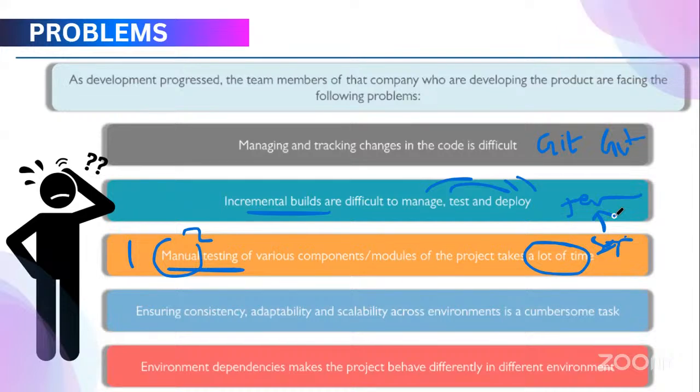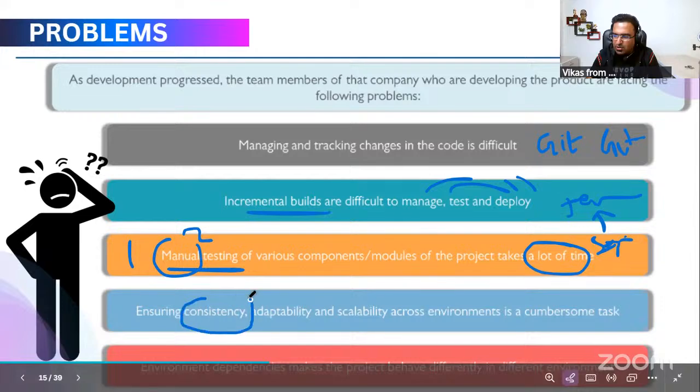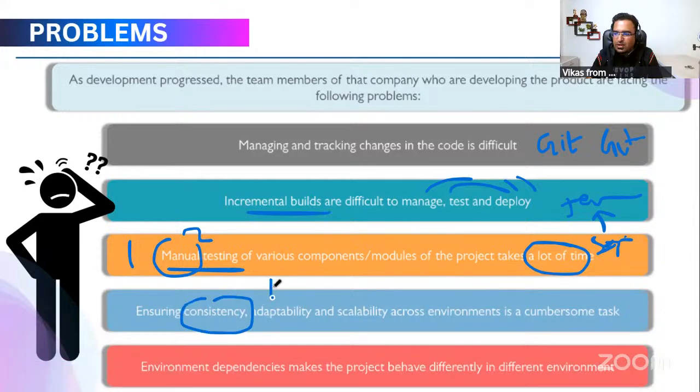Agree? Okay. Next thing, you need consistency in the environment. Consistency means whatever the dev environment has been created, the same environment should be QA, the same environment should be prod. How can we do it? Consistency will be the same. Which tool? Ansible.